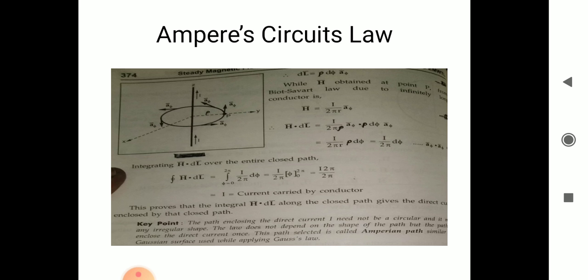Certain steps I want to tell you for finding this Ampere's circuital law are, I want to divide all these steps into step 1, step 2, step 3, step 4 and step 5. Step 1 is consider a closed path, preferably symmetrical, such that it encloses the direct current I at least once. This is called the Amperian path. That means select the Amperian path. That is step 1.